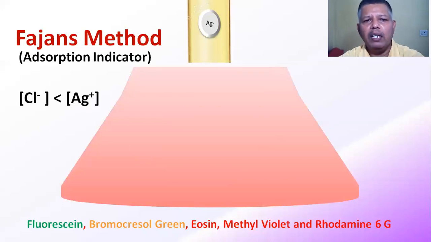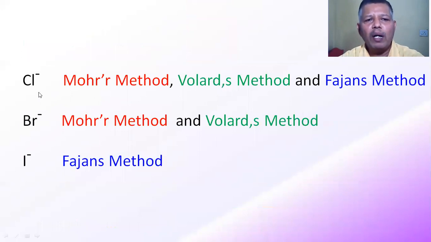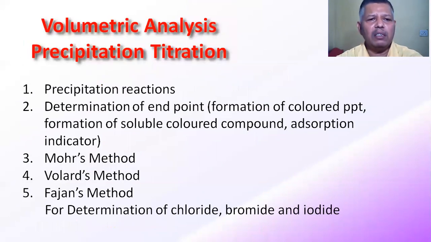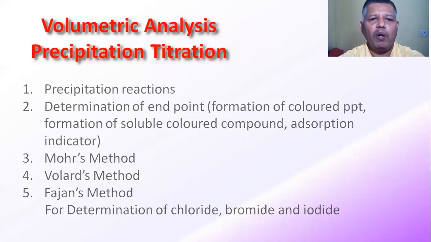For iodide, this method is not that useful. For chloride ions, we use Mohr's method, Volhard's method, and then Fajan's method. For bromine, Mohr's method and Volhard's method are preferable, and Fajan's method is used for iodine. In this precipitation titration, we discussed the precipitation reaction, the end point of the titration, Mohr's method, Volhard's method, and Fajan's method for the determination of halogen from the solution.